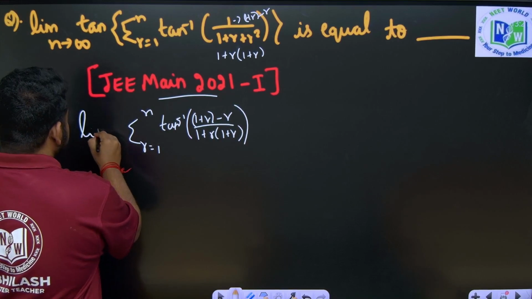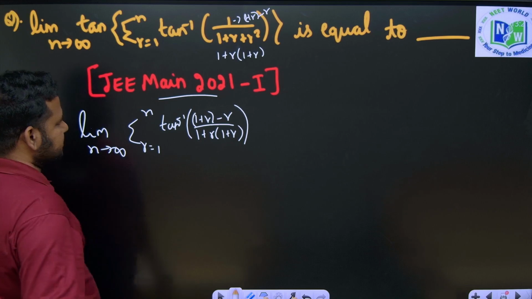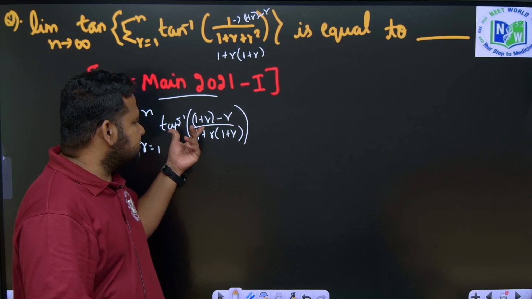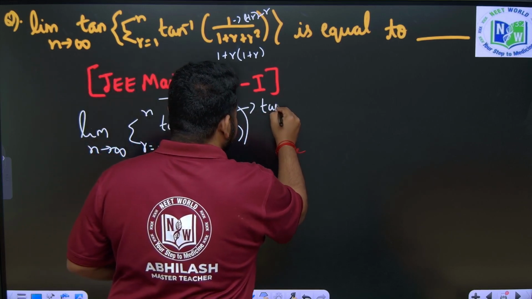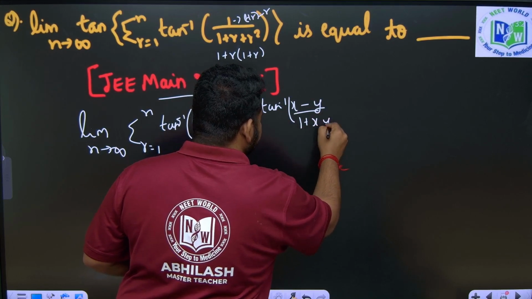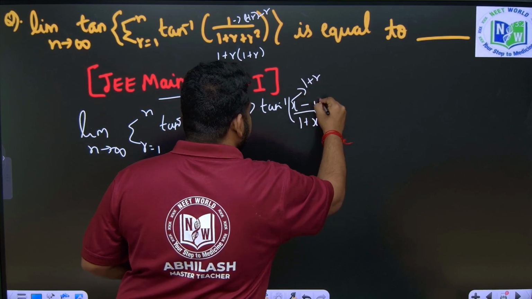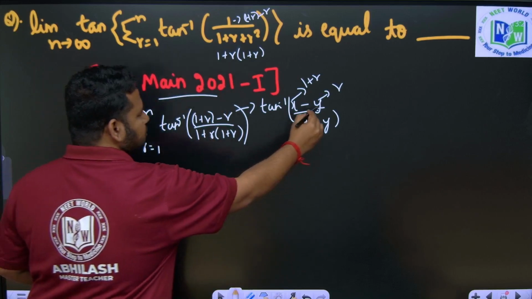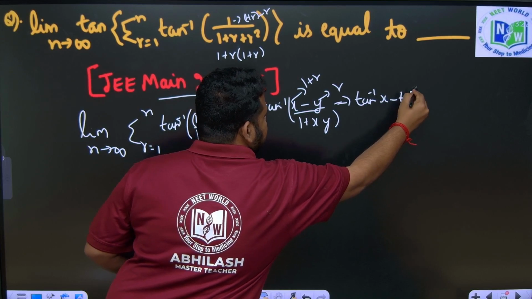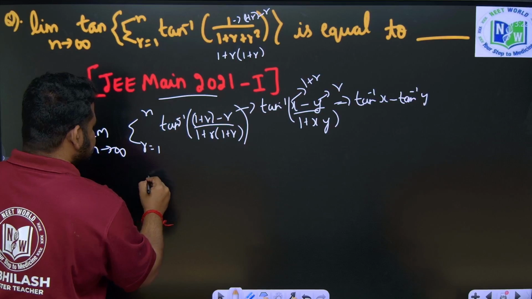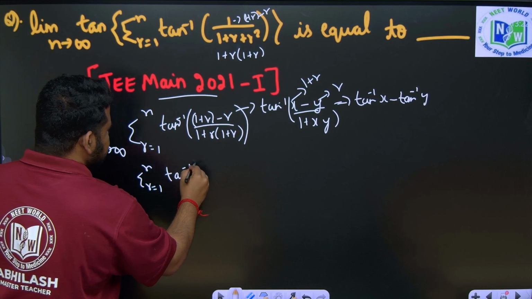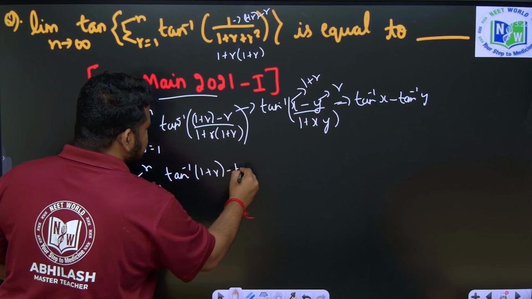Limit as n tends to infinity. By looking at this, one thing that is striking is I am getting this in the form of tan inverse of x minus y by 1 plus xy, where x is nothing but 1 plus r and y is nothing but r. So this is equal to tan inverse of x minus tan inverse of y. So this I can write as summation r running from 1 to n, tan inverse of 1 plus r minus tan inverse of r.